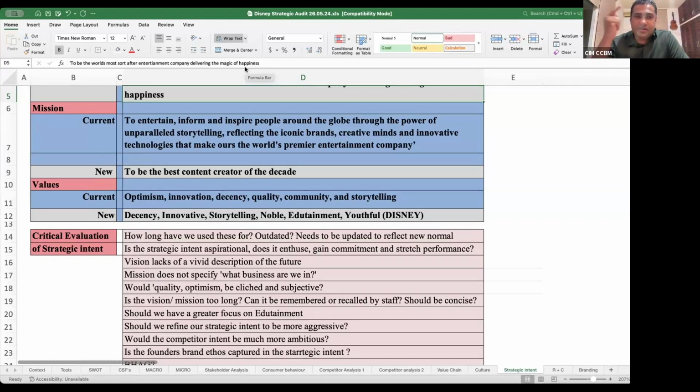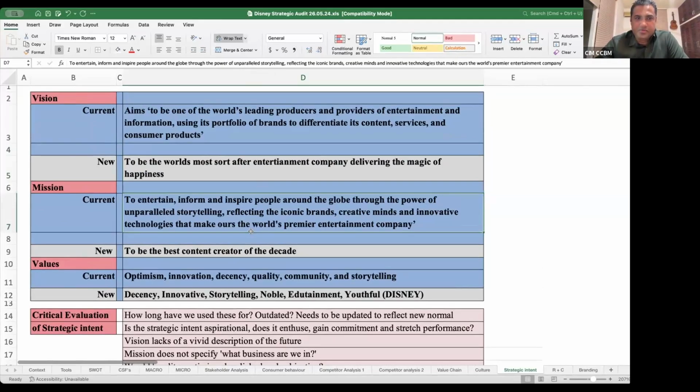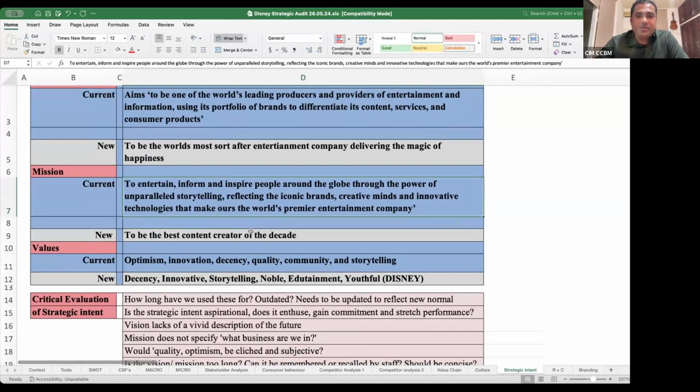And what's our mission? Best content creator of the decade. Achievable. What's our vision? Most sought after entertainment company delivering the magic of happiness. Happiness is something that this world needs. Forget where you are coming from for 5 minutes. When you come inside, you transform into a new magical place, a place of magic, happiness. You are a hero if you are a parent, if you bring your child to Disneyland.